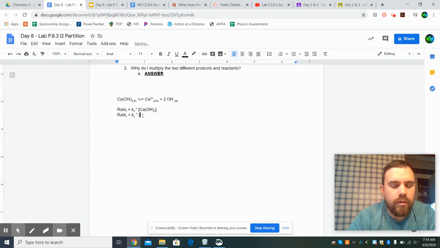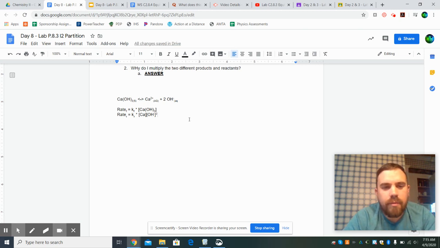And then my product would be the calcium, but then I'd also have to multiply that based on what we talked about in the previous video, OH with a negative. I should have had a positive 2 on the calcium. I'm not going to go back to fix it. But then I have to square it because there's a coefficient of 2 in front of that. And so that would be my rate before I get into the equilibrium constant.